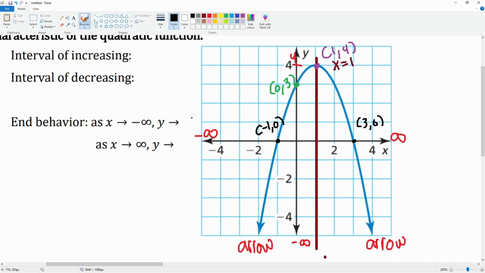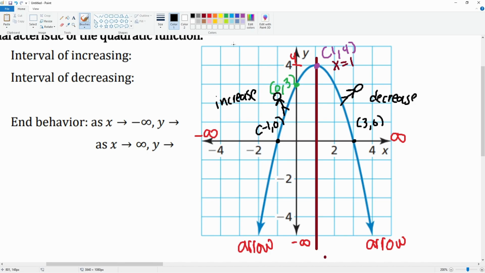Next, we look for the interval of increasing and decreasing. So on the left-hand side, if we draw a person here, we can see that the person's walking up, so this is increasing. And then if we draw a person on the other side, this person is decreasing.